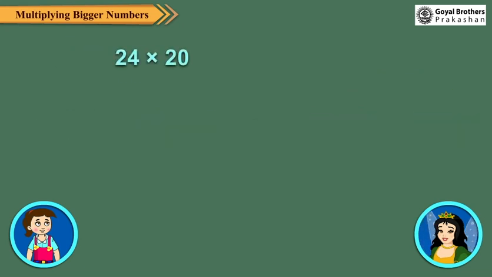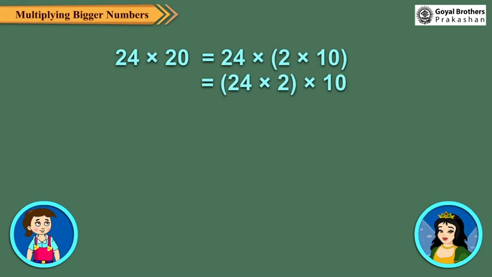We can have similar rules for multiplication of a number by 20, 30, 40 and so on till 90. Consider the product 24 multiplied by 20. We break 20 as 2 into 10. Then we multiply 24 by 2 to get 48. Finally, 48 is multiplied by 10 to get 480. Thus, to multiply a number by 20, we first multiply the given number by 2 and then insert a 0 on the right of the product.